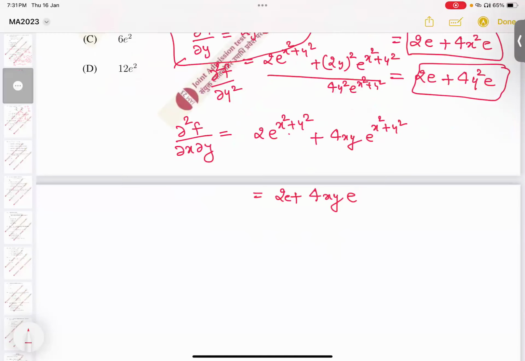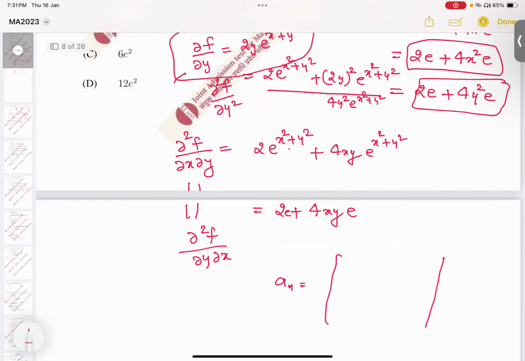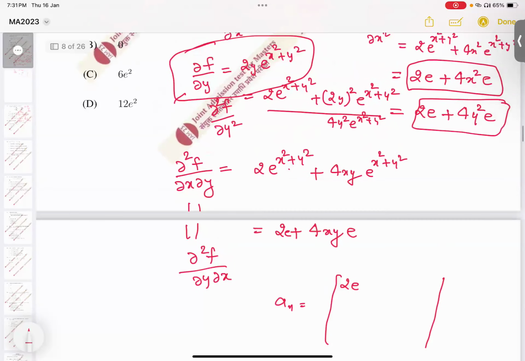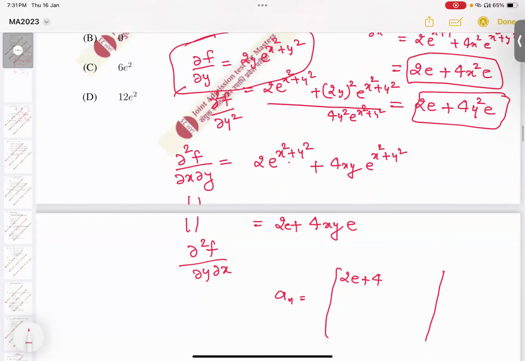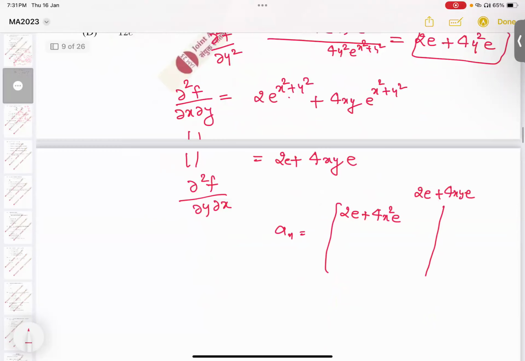Okay, and since these functions are continuous, by Clairaut's theorem, this will be equal to del square f upon del y del x. Yes sir. Okay, so our matrix An will be the determinant of, so first part is 2e plus 4x square e, right? Second term is 2e plus 4xy e, right? So the same term is there for xy e, and here again we have 2e plus 4y square e, right?